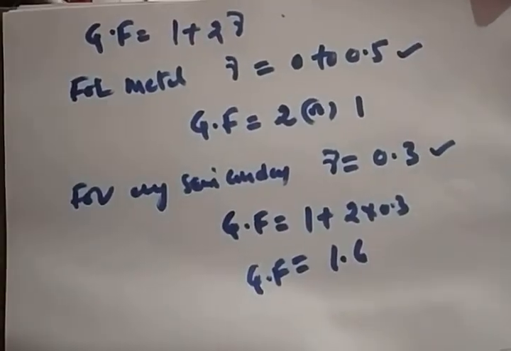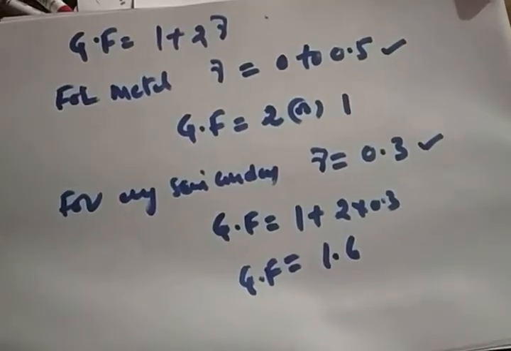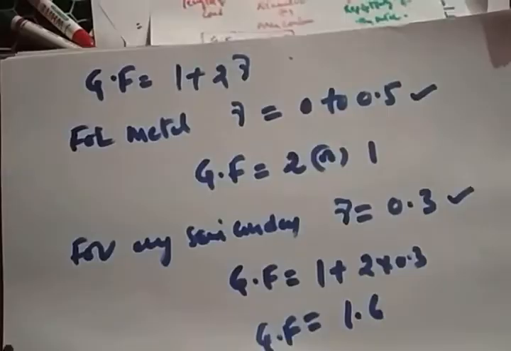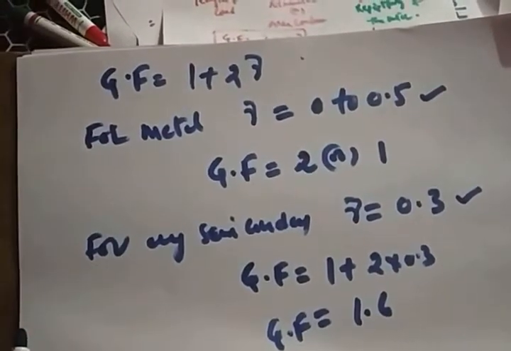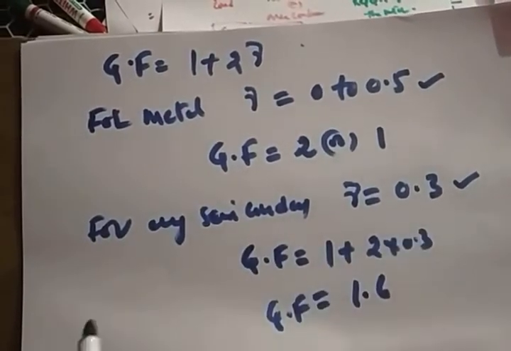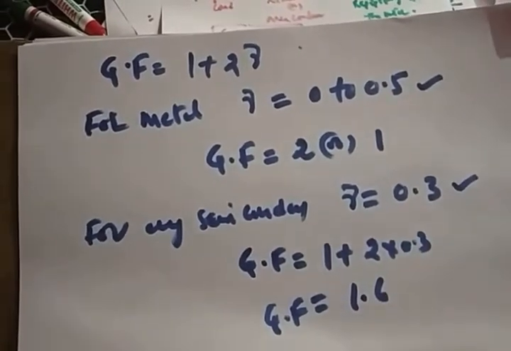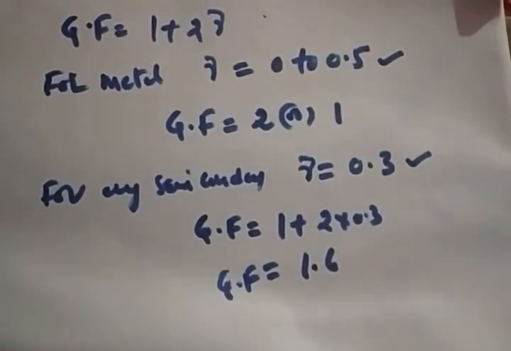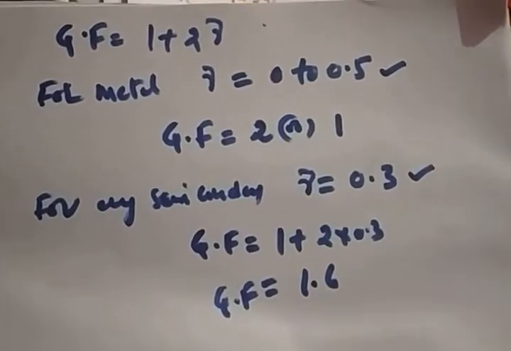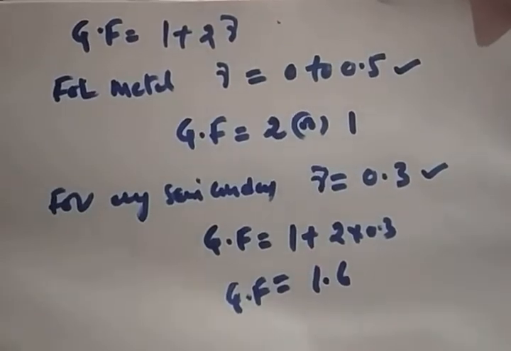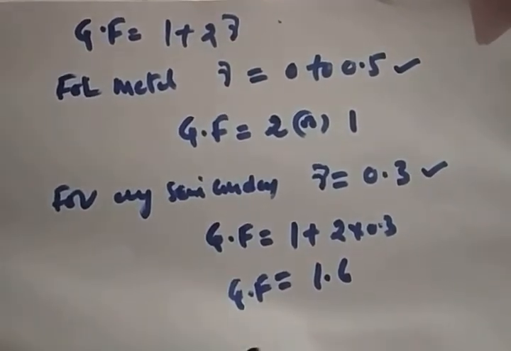In some cases we need to neglect this piezoresistive effect. So for metals we just see that 1 plus 2 gamma is the ultimate equation. For a metal, if you choose the gamma value varying from 0 to 0.5, in that case the gauge factor is equal to 1 to 2. And in other cases, if the gamma value is not given, you have to take it as 0.3. In that case the gauge factor is equal to 1.6.